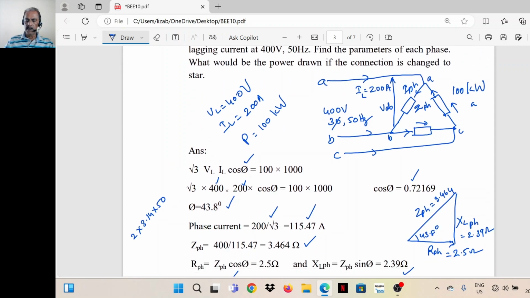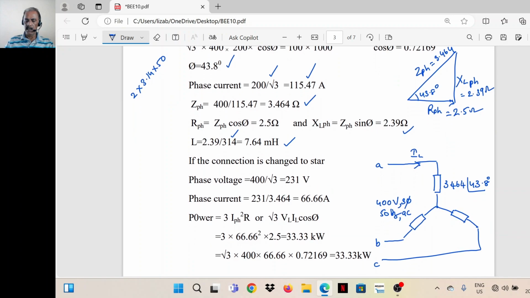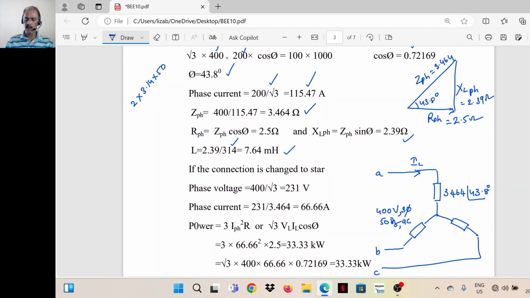Now the next part of the question: if the connection is changed to star, the same impedances are connected in star and the same voltage is applied across it. Then the supply details remain the same, 400 volt 3 phase AC, 50 Hz AC, and the impedance of each branch has magnitude 3.464, angle 43.8. So Z1, Z2, Z3 are all the same.